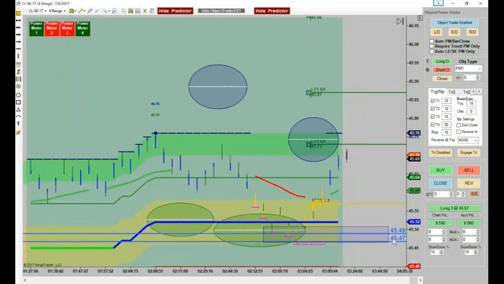Okay. Everybody see how you could take that trade right there? A good way to take it. We had our sweet spot drawn. We knew where it was going to retrace to because of the swings. And do we know, for instance, where to get the next trade?